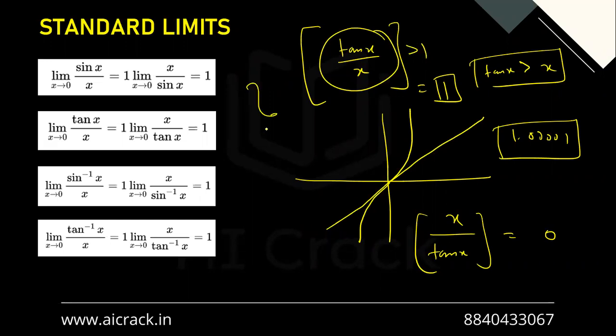You can find similar results for all these ratios. In the case of sin inverse x divided by x, this ratio would always be greater than 1, so the GIF of this particular function will again be 1. You just have to plot the graph, and you can practice this at home.